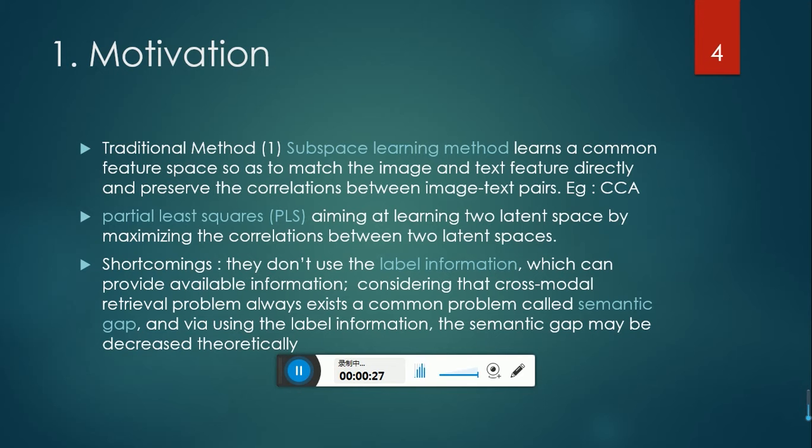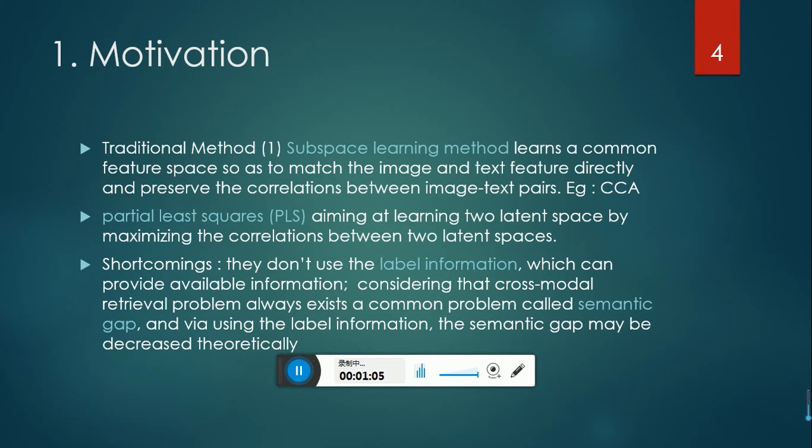Well, subspace learning methods have been widely used in cross-modal retrieval, which can project two different modal features into a common space. CCA is one of the subspace learning methods, and in our method, I'd like to use partial least squares, which is also a subspace learning method. Partial least squares aims at learning two latent spaces by maximizing the correlation between the two latent spaces.